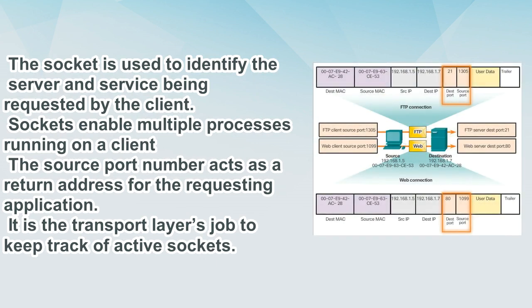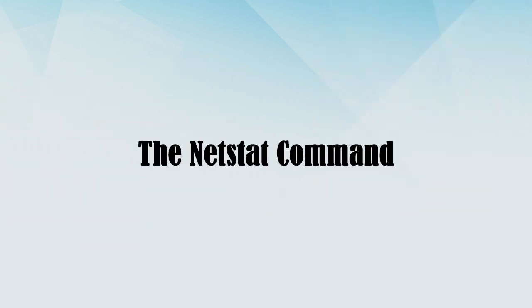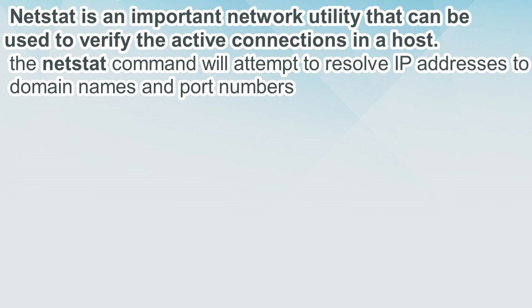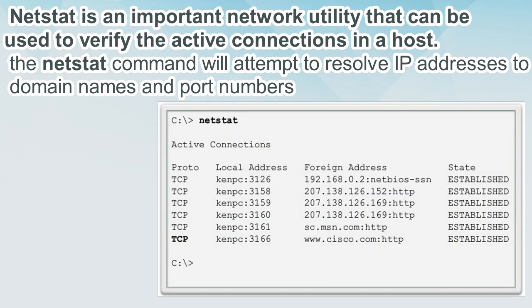Sockets enable multiple processes running on a client. The source port number acts as a return address for the requesting application. It is the transport layer's job to keep track of active sockets. The netstat command: netstat is an important network utility that can be used to verify active connections in a host. The netstat command will attempt to resolve IP addresses to domain names and port numbers.